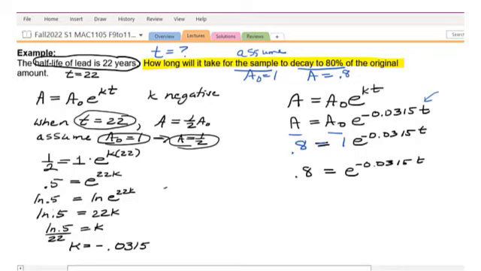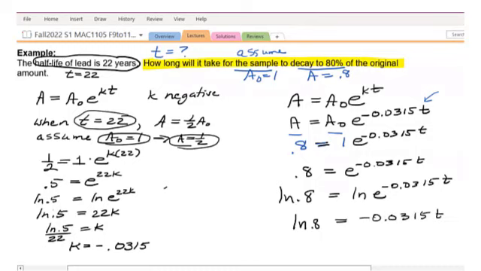What did I do over here on the left? Imitate what I did over here. Use the natural log. That's right. So we're going to take the natural log of 0.8. That's going to be equal to the natural log of e to the negative 0.0315 t. So the natural log of 0.8 is equal to, what do we end up with on the right side when we do this? Just the exponent. Very good. Negative 0.0315 t.